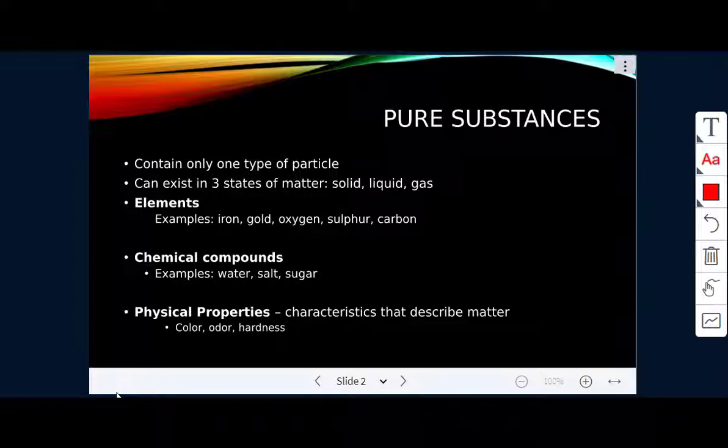And when we talk about physical properties, these are characteristics that describe matter. So physical properties like color, odor, hardness, things like that.